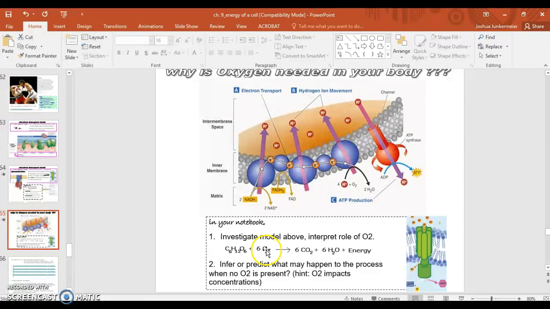We need it. But right here, this whole picture will explain to you. If you study it in detail, you'll find out what oxygen is doing. What is its role? What is it reacting with? Then explain.